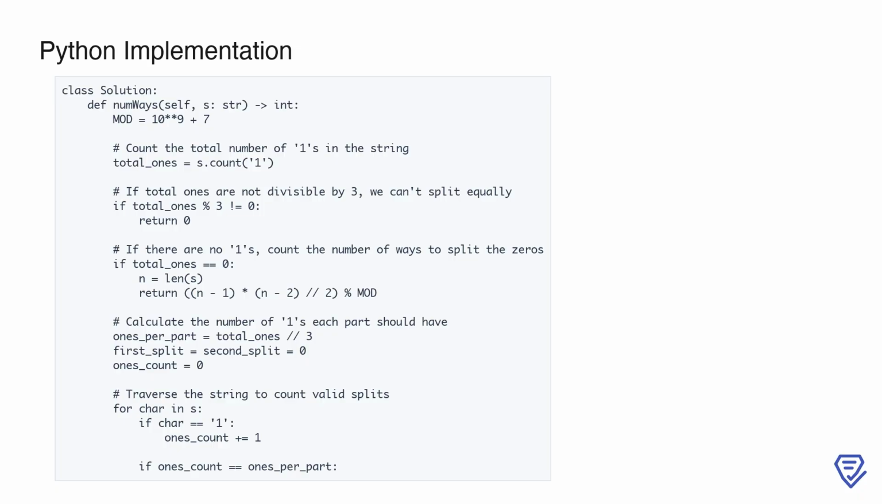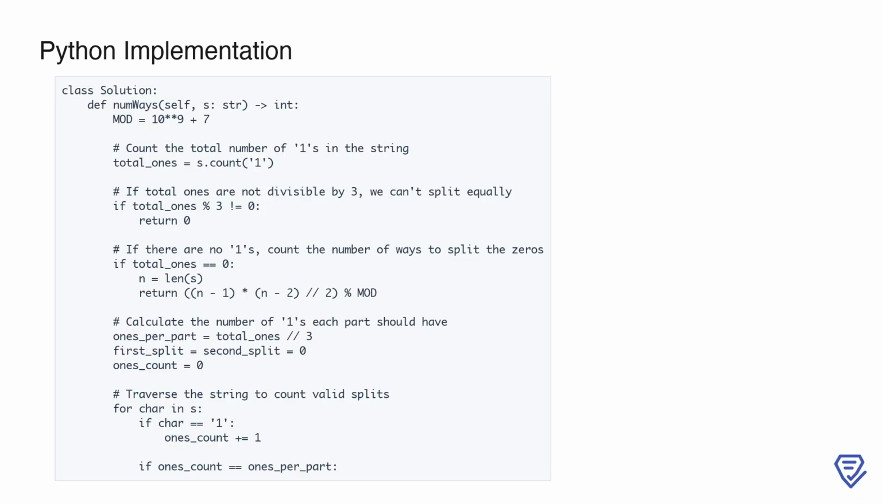If the total number of ones is not divisible by 3, it means we cannot split the string into 3 equal parts containing the same number of ones, so we immediately return 0. Then, we handle the special case where there are no ones in the string. In this situation, the task reduces to counting the number of ways to split the zeros into 3 parts, which can be calculated using a formula involving combinations. Specifically, we find the number of ways to choose 2 split points in a sequence of zeros, and we return this value modulo mod.